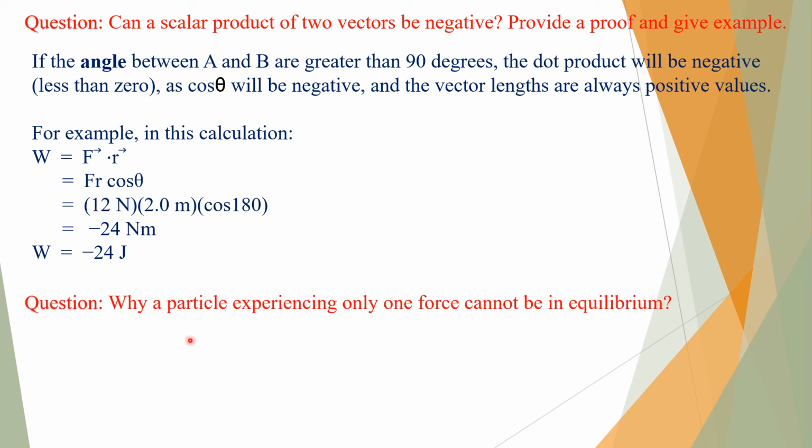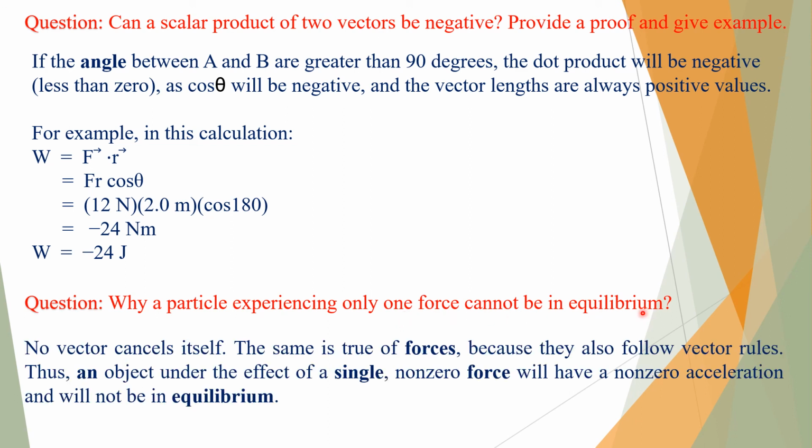Question: why can a particle experiencing only one force not be in equilibrium? No vector cancels itself. The same is true for forces because they also follow vector rules. Thus, an object under the effect of a single non-zero force will have a non-zero acceleration and will not be in equilibrium.